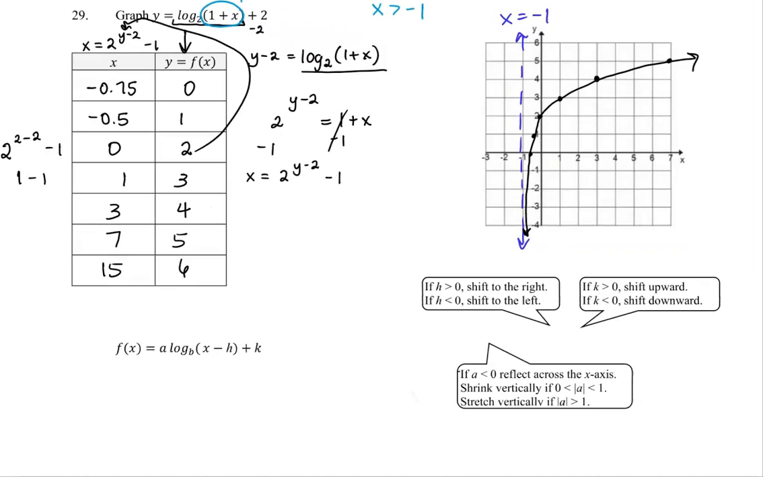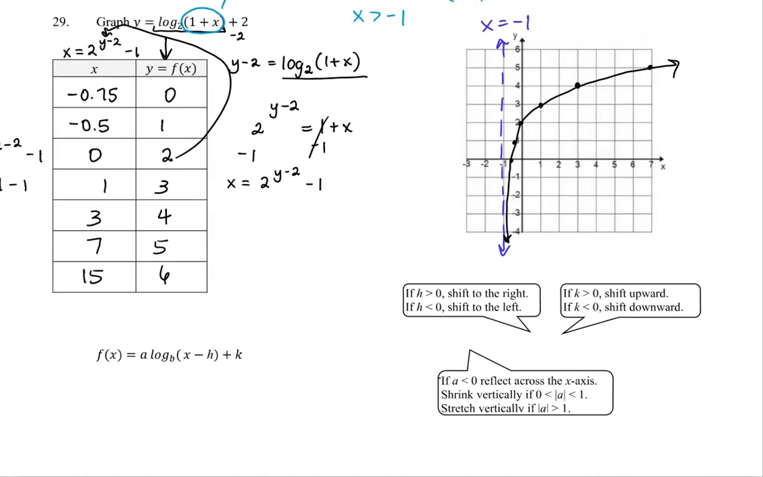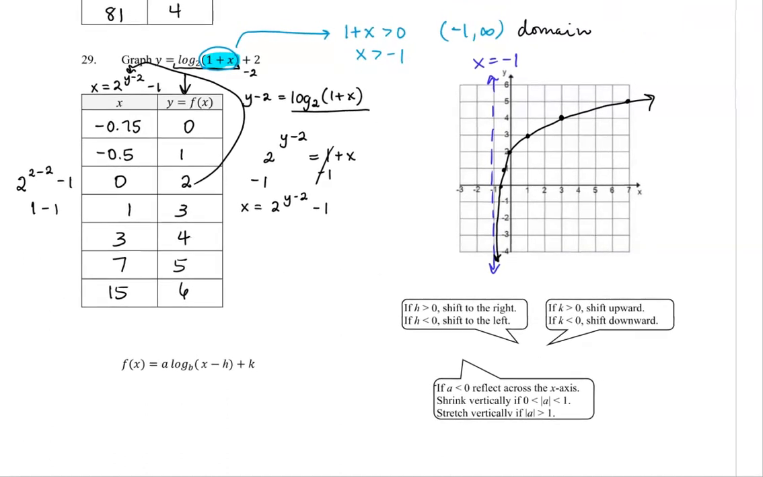because the domain of this function is -1 to infinity. Down here we have a review of transformations that can help us with graphing logarithmic functions. Another thing we could have noticed up here is that the +1 on the inside of the function is going to take the graph to the left 1, which is why the vertical asymptote is at x is equal to -1.